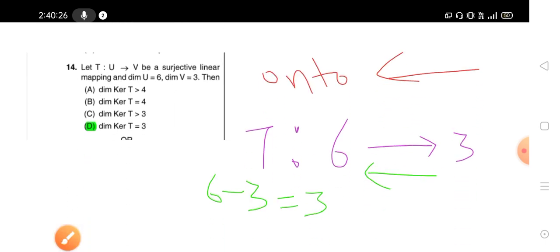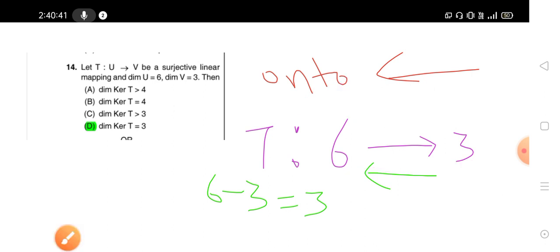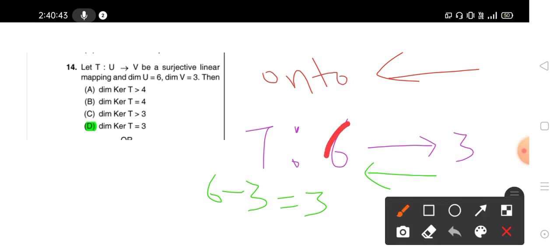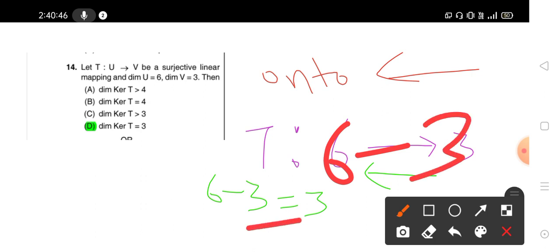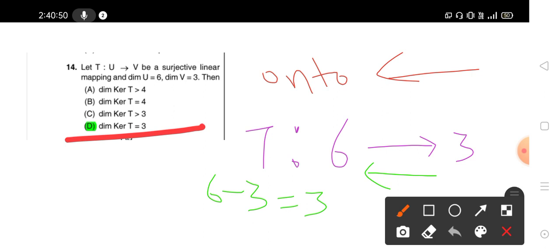Next question. Let T from U to V be a surjective linear mapping and dimension of U equal to 6, dimension of V equal to 3. Surjective means onto function. T from 6 to 3, this is onto function. Here 6 minus 3 equal to 3. Finally we get dimension of kernel T, answer is 3.